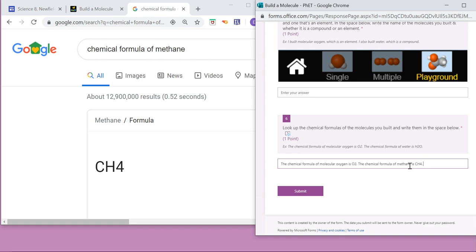Note that I capitalized both the C and the H. It would be incorrect to write either letter lowercase. This is because the chemical symbol of carbon is capital C and the chemical symbol of hydrogen is capital H.